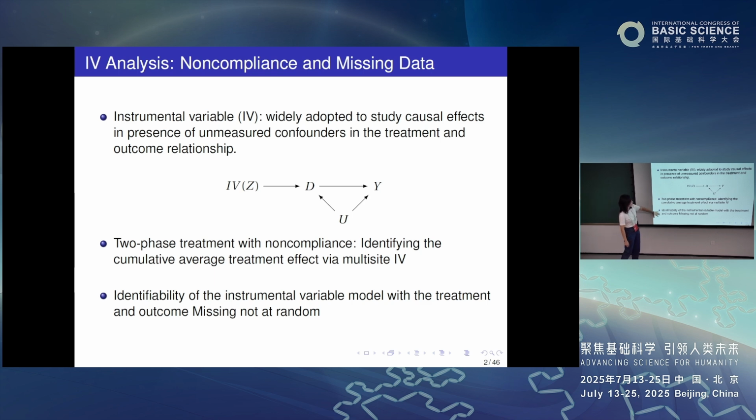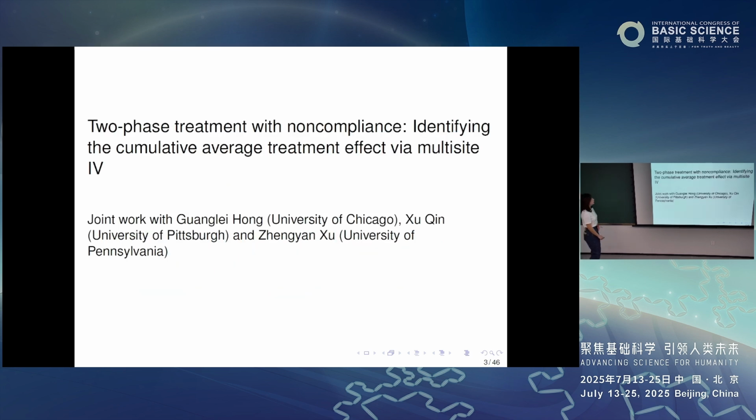Both of the papers are under journal review and are on arXiv. One is about two-phase treatment with non-compliance, and the other is about missing data in instrumental variable models. Let's move to the first topic, two-phase treatment with non-compliance, where we are trying to identify the cumulative average treatment effect by utilizing a multi-site IV. This is joint work with my collaborators Guang Lei, Xu, and Zheng Yan.